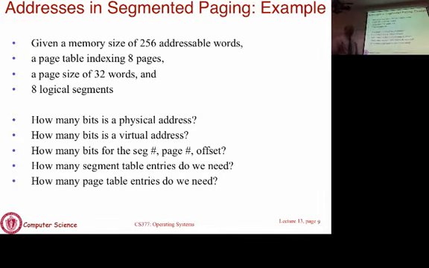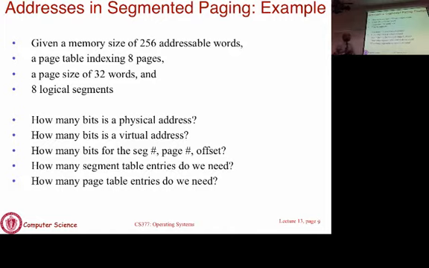So first question is, how many bits do you need for a physical address? What's the range of a physical address? 0 to 255. We said memory size is 256 addressable words. That means addresses will go from 0 to 255. That's the range of the address. So how many bits do you need? 8 bits. 255, 8 bits. So physical addresses are 8 bits.